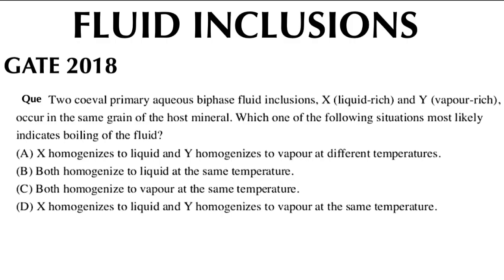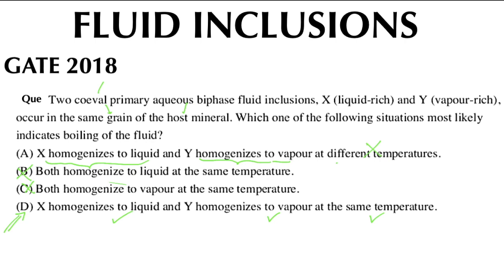So the correct option here: X homogenizes to liquid, this phrase is correct, and Y homogenizes to vapor, this is also correct, at different temperatures. This is wrong, because they are forming at the same time in the same mineral and in the same grain during boiling, so it has to be the same temperature. Both homogenize to liquid is wrong. Vapor rich will homogenize to completely vapor, as we have seen, and liquid rich will completely homogenize to liquid. Both homogenize to vapor is also wrong. X homogenizes to liquid is correct, Y homogenizes to vapor is correct, at the same temperature, this is also correct. So in this question, the answer will be D.